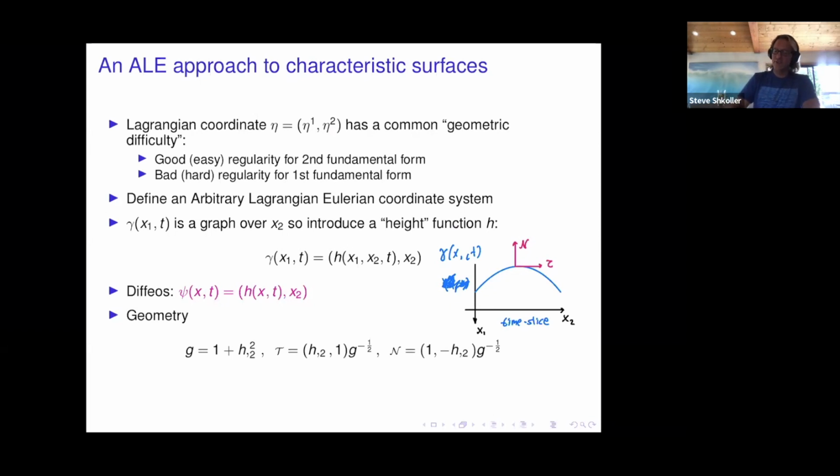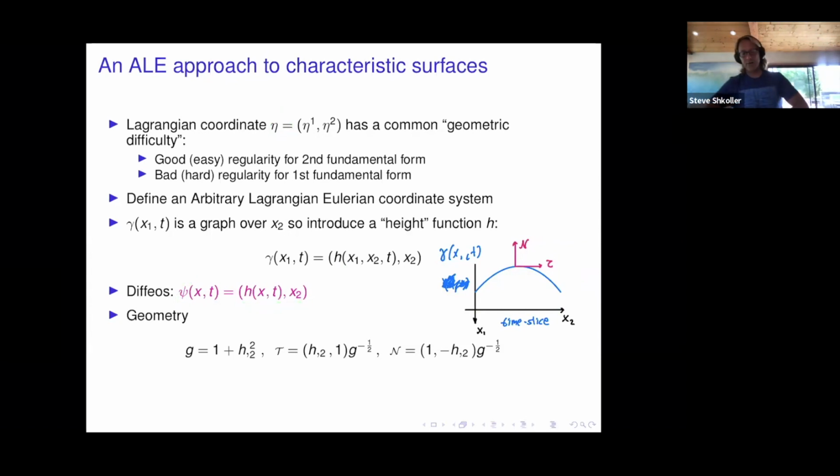What you do is you say, okay, this curve here is a graph over the x2 axis. And I'm going to parameterize it by a certain height function, which we call h. So h is a function of x1, x2, and t. And this curve is literally this graph. And now I'm going to replace eta, the Lagrangian eta, with this ALE set of diffeomorphisms, which we call psi. And psi is just this graph function in the one direction and the identity map in the two direction.